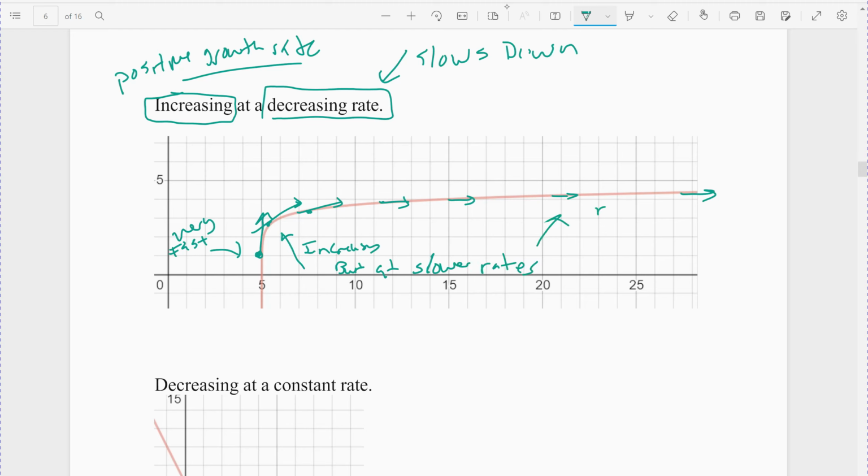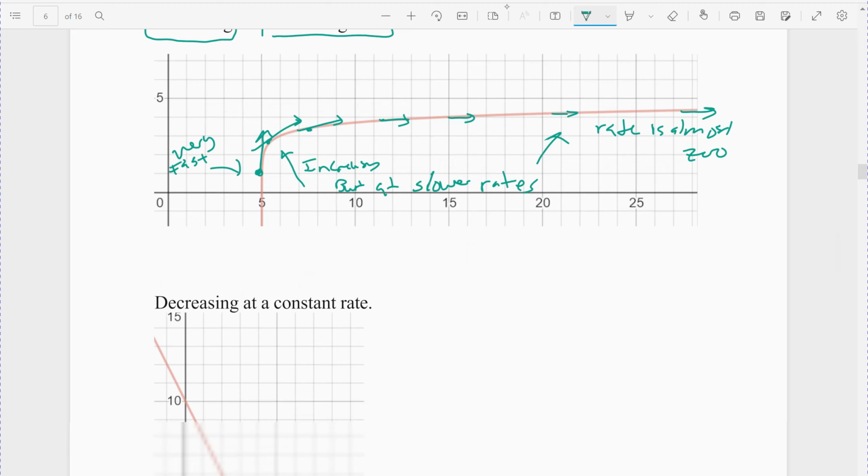Over here, the rate is almost zero, because it's just barely moving up. It is moving up, but it's moving up really slow. And there might be eventually a point where it just stops growing, and it is going to have a zero rate of growth, very slowly once it reaches out. So it's increasing, but at slower and slower rates, so it slows down. All right, so those are the increasing cases.